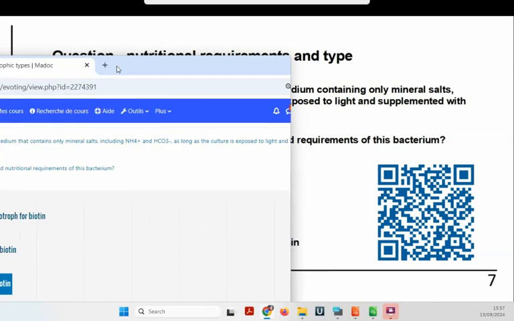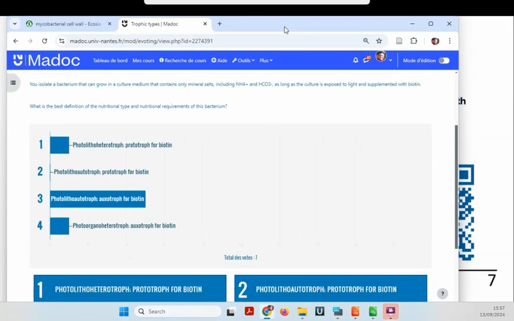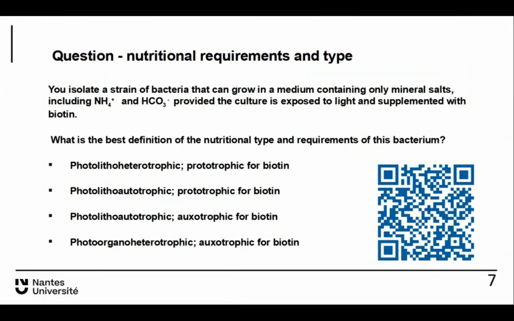Okay, what do we got? Most people got the right answer. Photolithoautotroph, auxotroph for biotin. So why is that the correct answer? We've got a medium. It only has mineral salts. There's no organic carbon, so it's got to be a lithoautotroph. And it needs light, so it's definitely a photolithoautotroph. So it's either this one or that one.